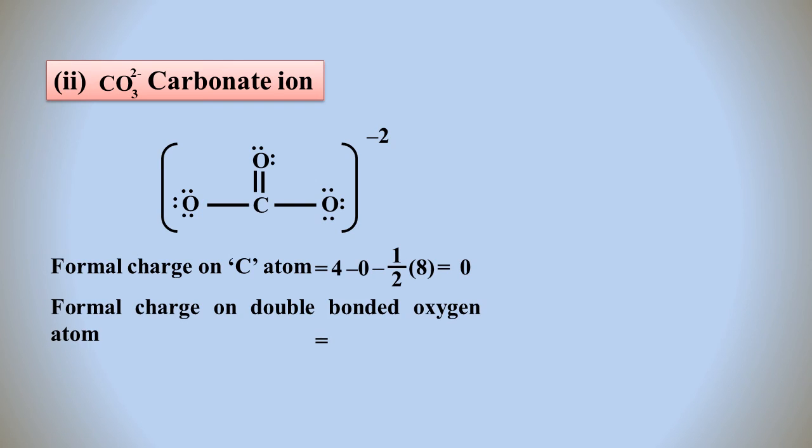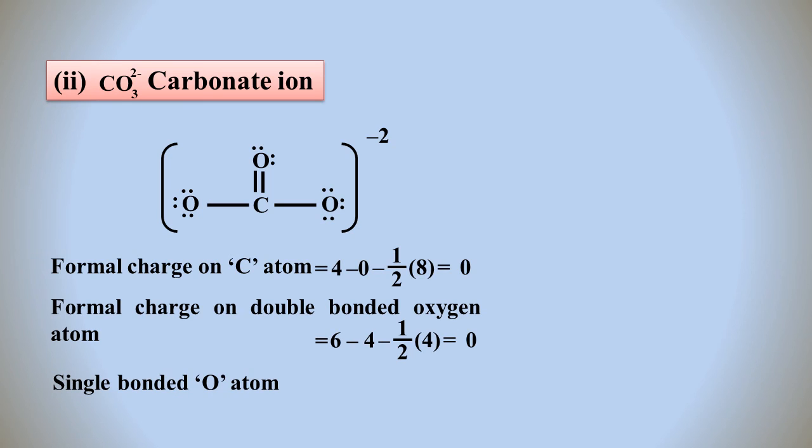Okay, formal charge on the double bonded oxygen atom. Here we have the double bonded oxygen atom, so we have 6 atoms in the valence shell, minus 4 unbonded, minus half times the bonded electrons, here we have 4, so half times 4 equals 2. 6 minus 4 equals 2, so we have 2 minus 2 equals also 0.